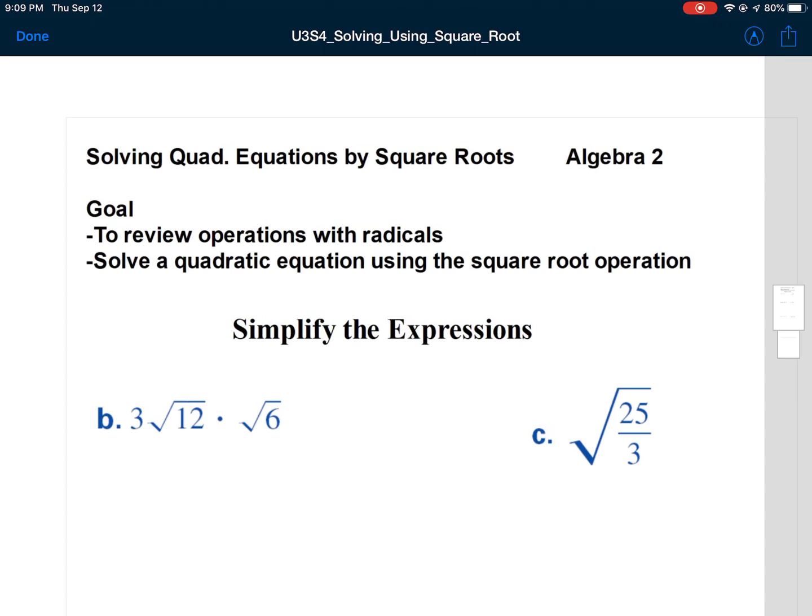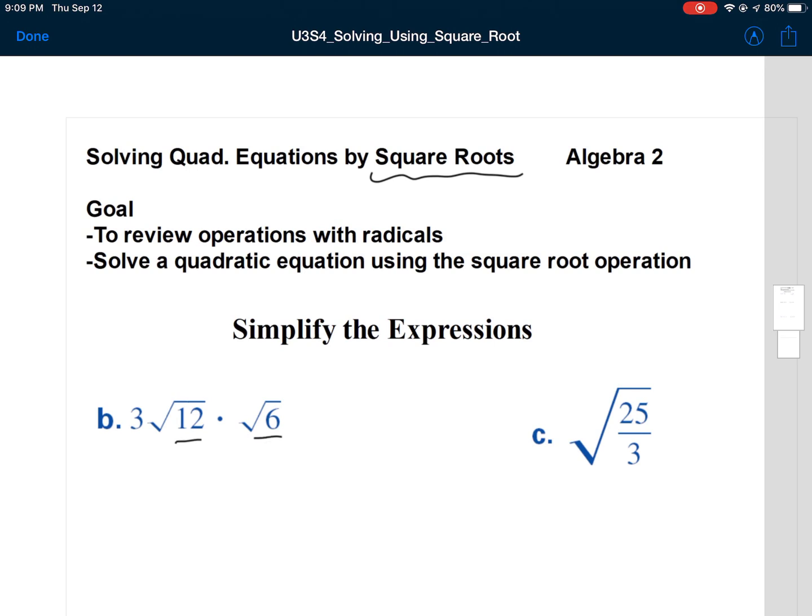Okay, solving quadratics by a different method. We're going to solve by the square root method this time. Just a quick review with radicals though. If I have two numbers outside of the radical, I can multiply them together. If I have two numbers underneath the radical, I can multiply them together as well.